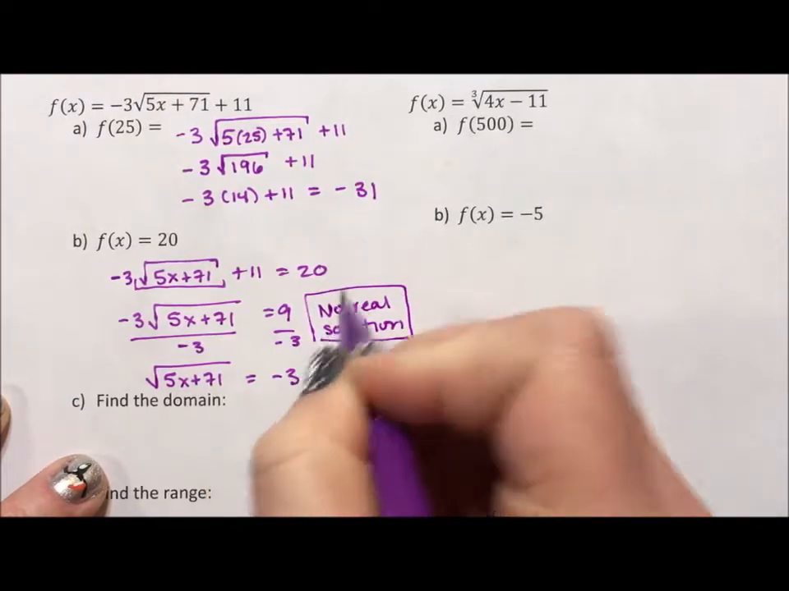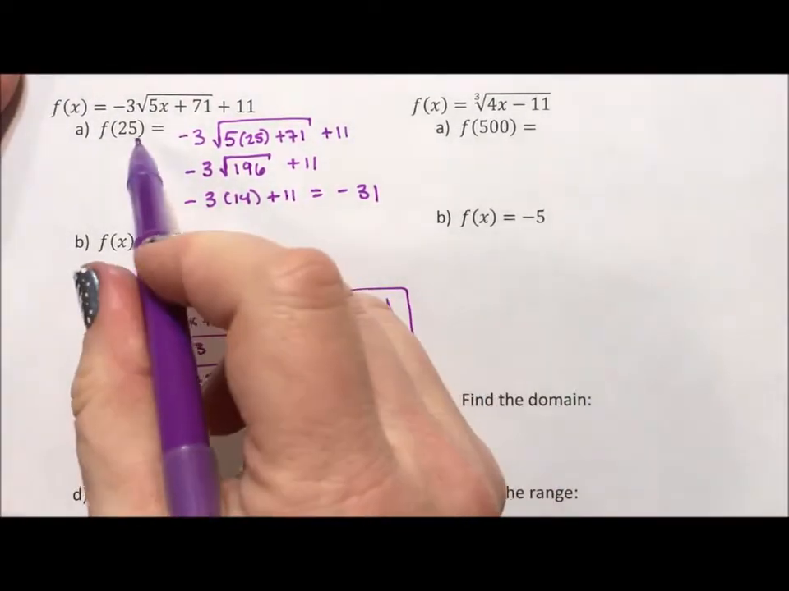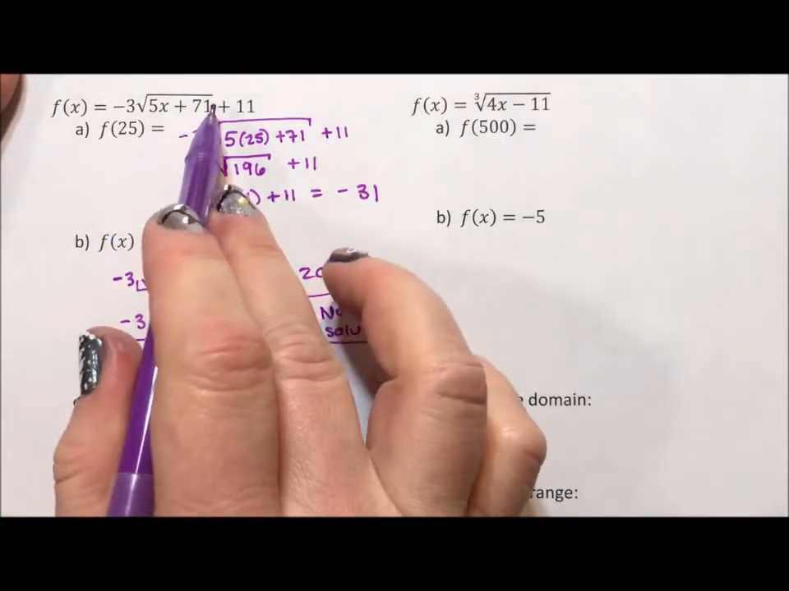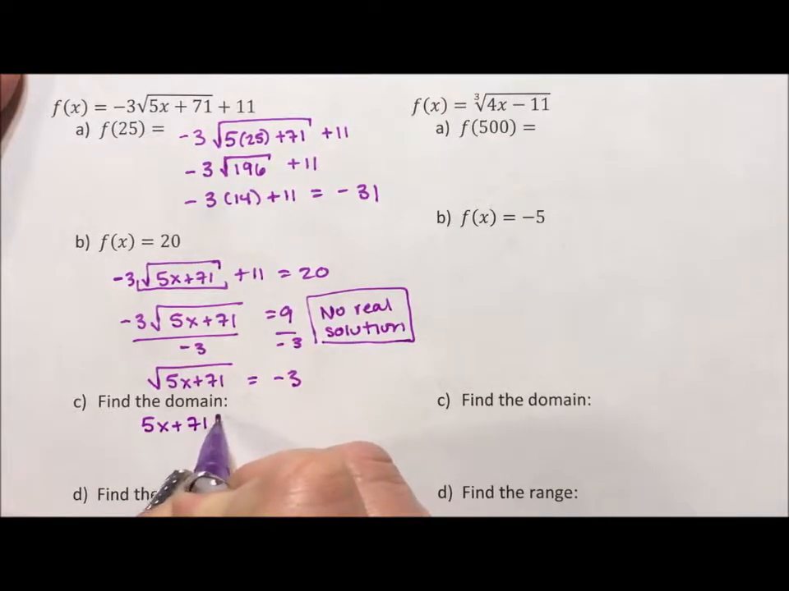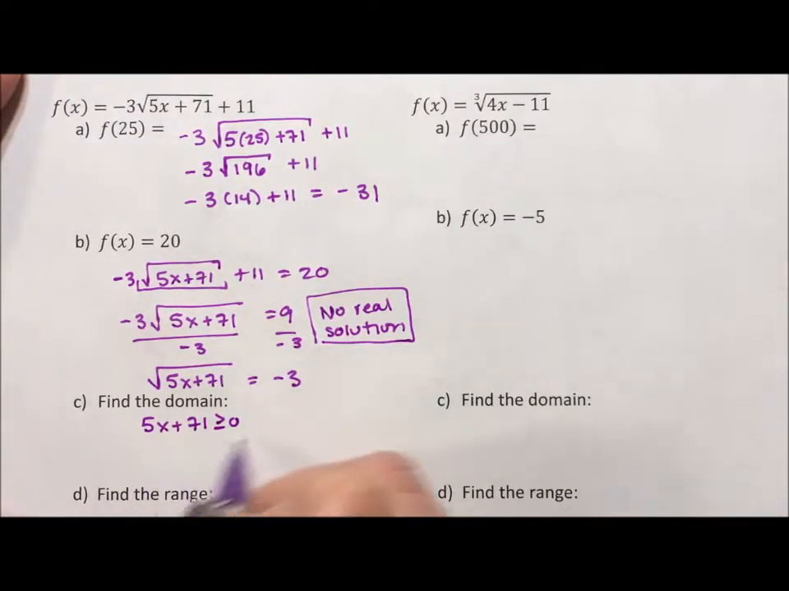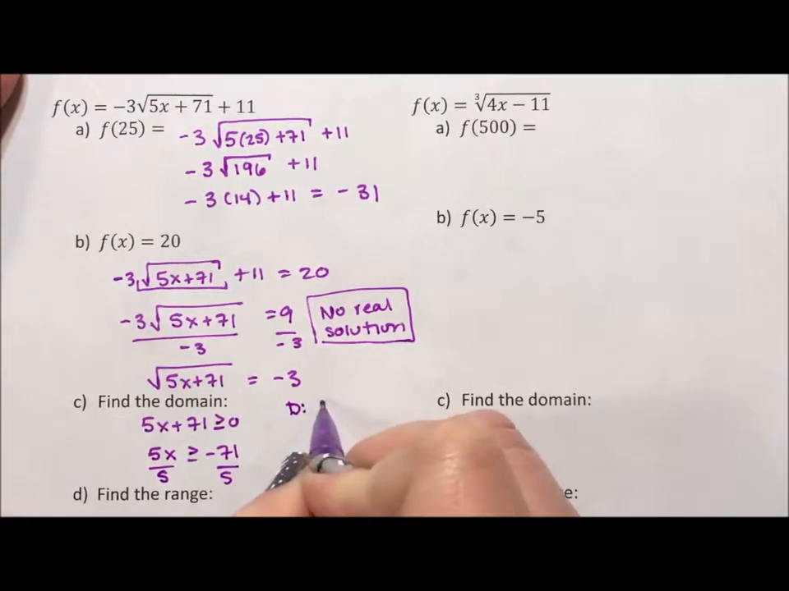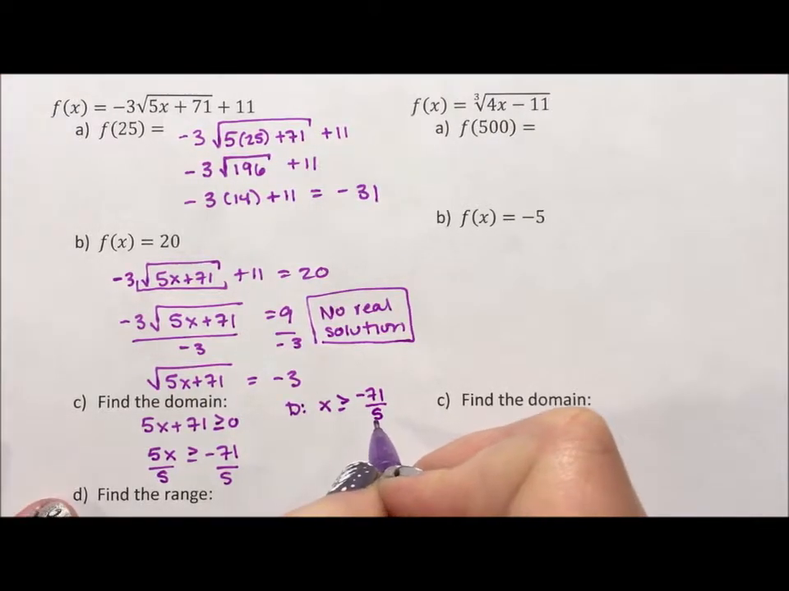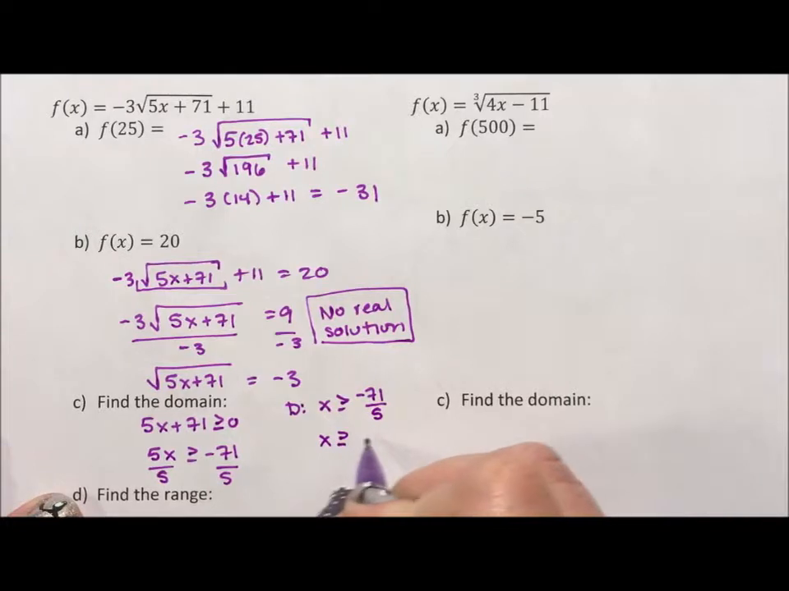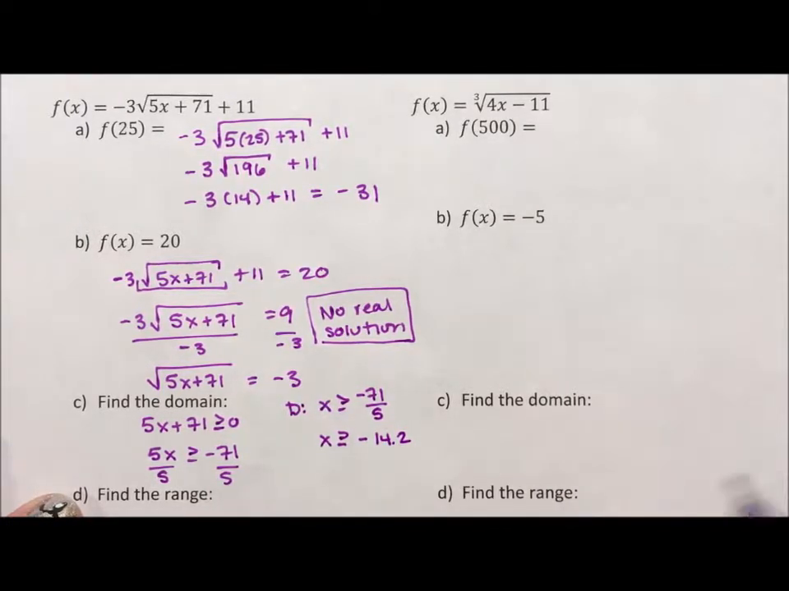As for the domain, which is why this worked, to find the domain, you take whatever's under the square root, the 5x plus 71, and say that it has to be greater than or equal to 0. Well, if I subtract the 71 over, I have 5x is greater than or equal to negative 71, and then I divide by 5, and I get that the domain is x is greater than or equal to negative 71 fifths, which is the same as negative 14.2. Now I could write this in interval notation. I could say negative 14.2 to infinity.